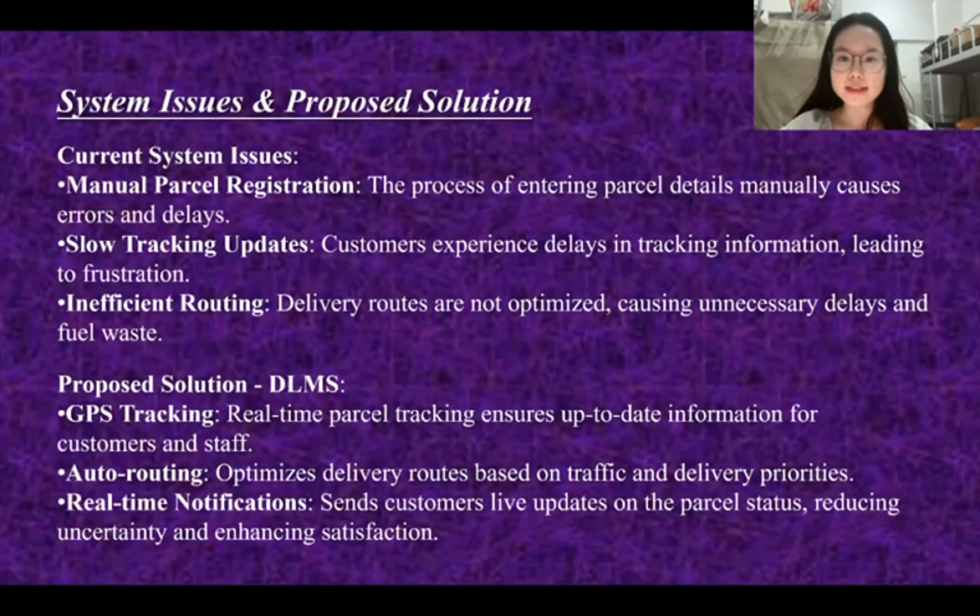The following part explains the system issues, proposed solution, key benefits, and activity diagrams. First is the system issues and the proposed solution. In the current system, there are three main problems: manual registration, slow checking, and inefficient routing. To solve this, the DLMS is proposed. It uses GPS tracking, auto-routing, and real-time notifications. These features improve efficiency and customer satisfaction.